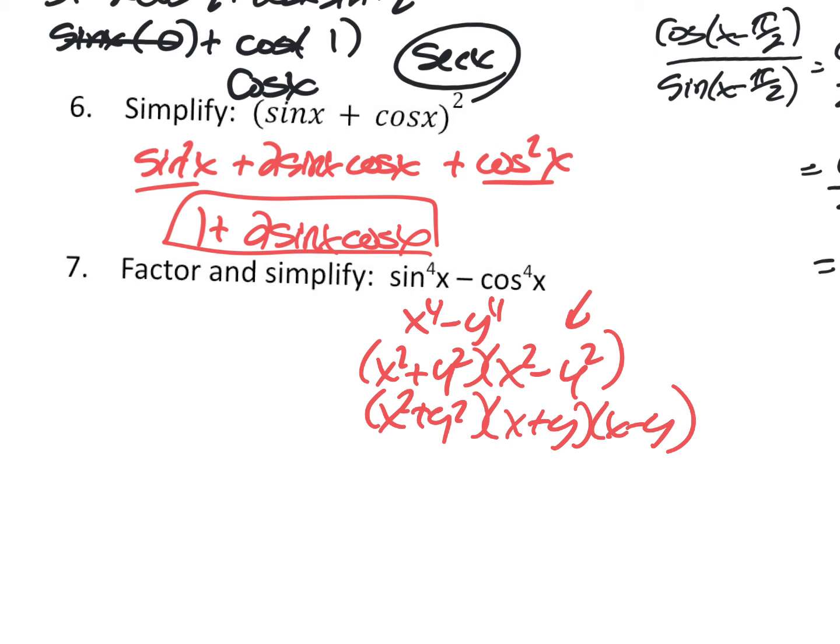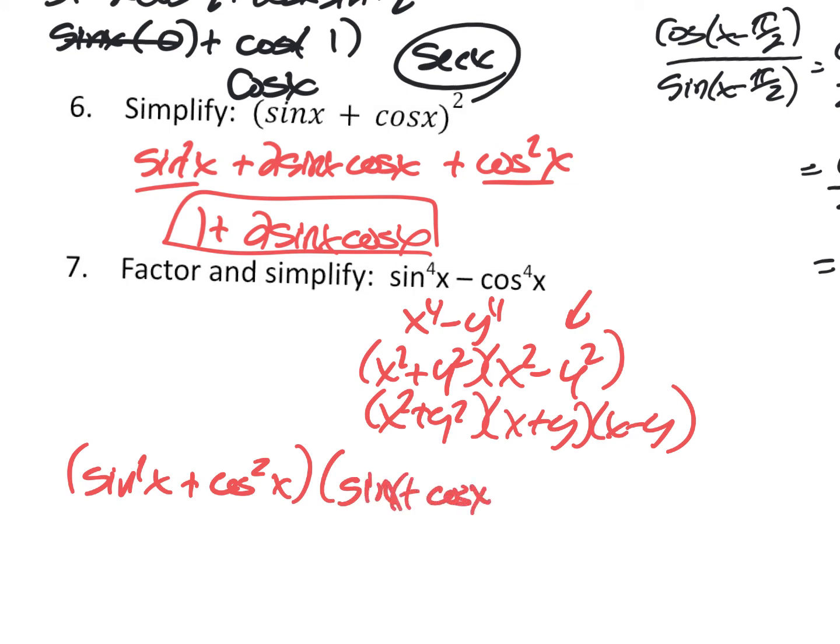So what I'm going to do now is substitute my sines and cosines back in there. So I'm going to have sine squared plus cosine squared times sine x plus cosine x, sine x minus cosine x. Okay, so I factored it and plugged them back in. So sine squared plus cosine squared is just 1. All right, so that's done.